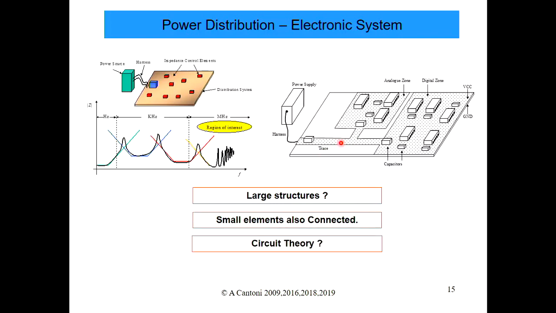Now, there are also small elements like capacitors, and we'll see that indeed if you have the correct models, you can use circuit theory to predict and design such systems, okay? And then you need both circuit theory and EMT. So EMT gives you the models that you can use in circuit theory, okay?